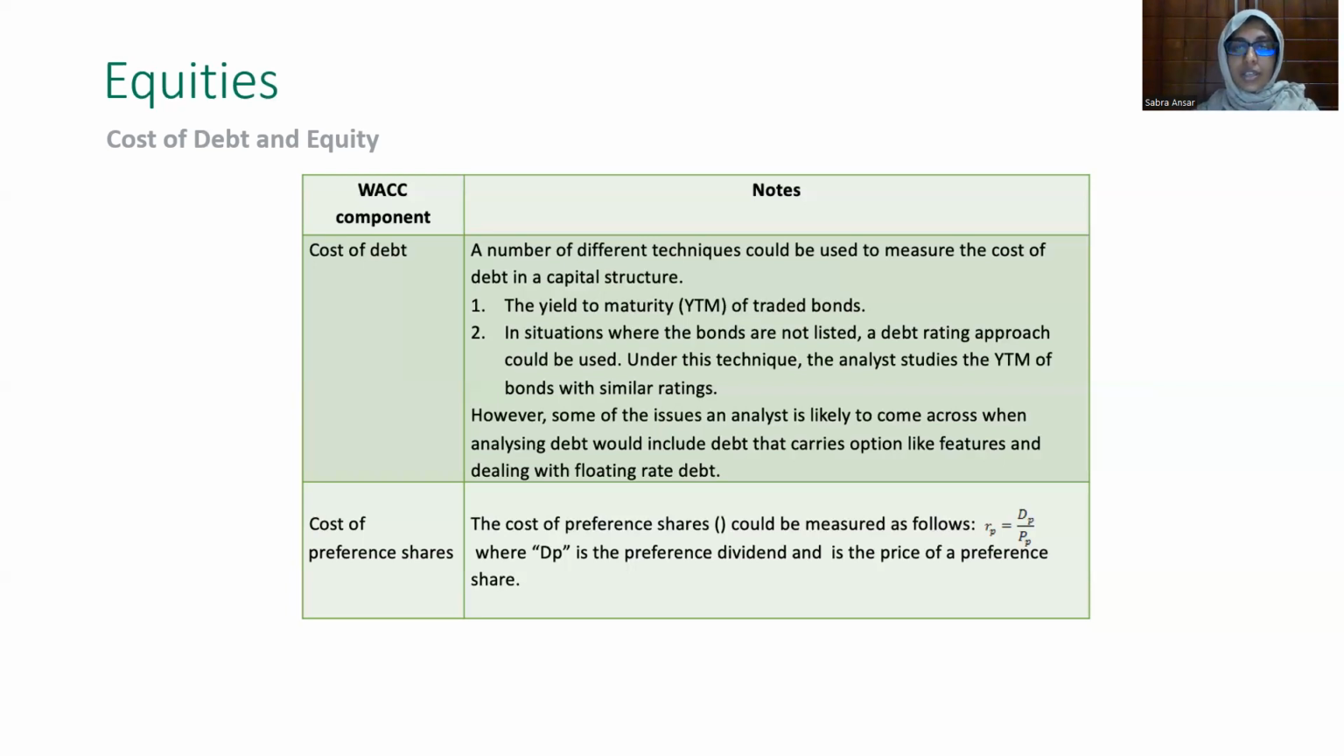Cost of preference shares is calculated by dividing the preference dividend by the price of the preference shares. From that the cost is derived.